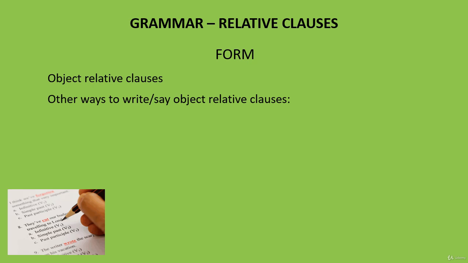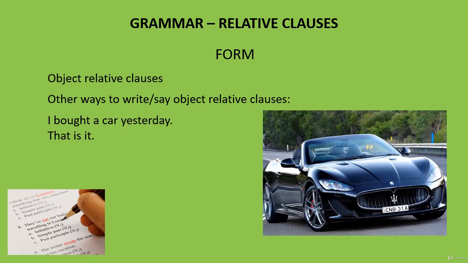We can do the same with these sentences. I bought a car yesterday. That is it. We can write, that's the car which I bought yesterday, or that is the car I bought yesterday, without which. As it is the object in the second sentence, in the object-relative clause, we don't need which.